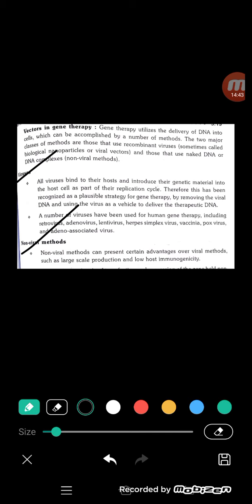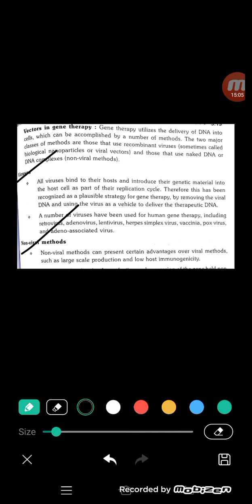Non-viral methods present certain advantages over viral methods, such as large-scale production and low host immunogenicity. When there is low host immunogenicity, meaning low immunity in the cells, we prefer the non-viral methods.